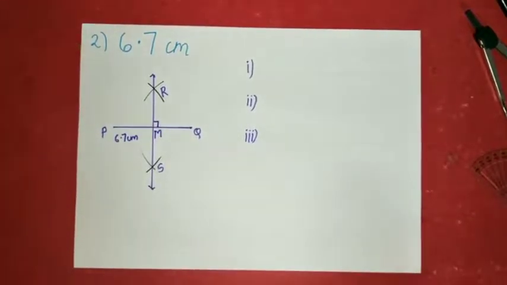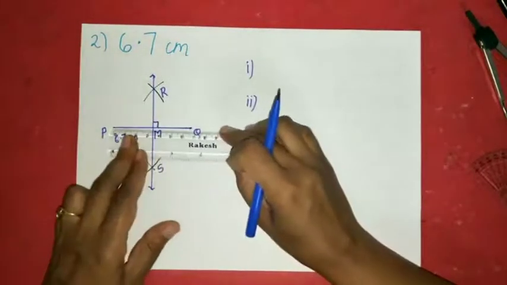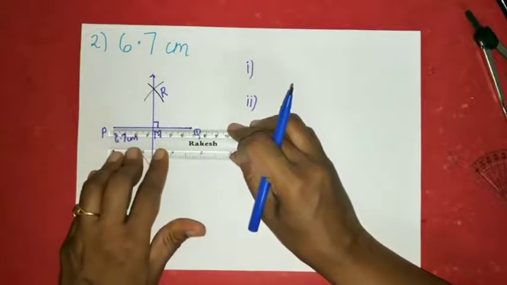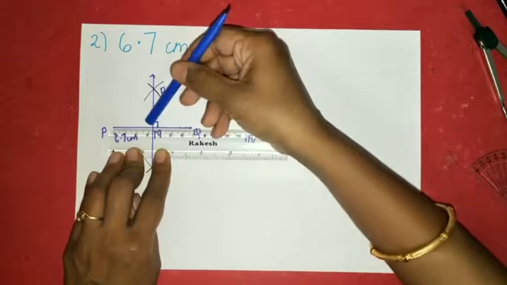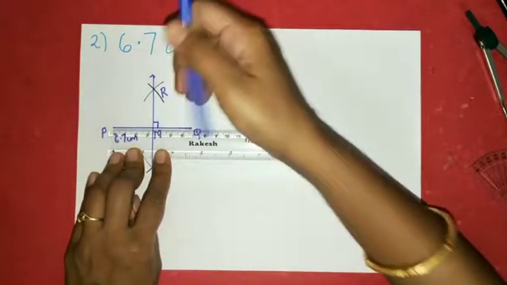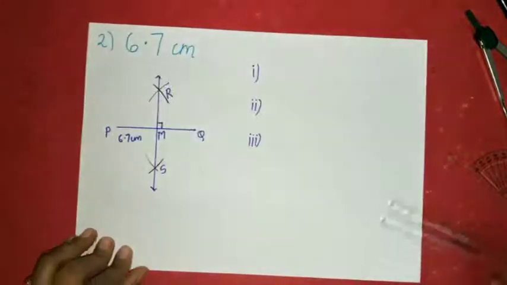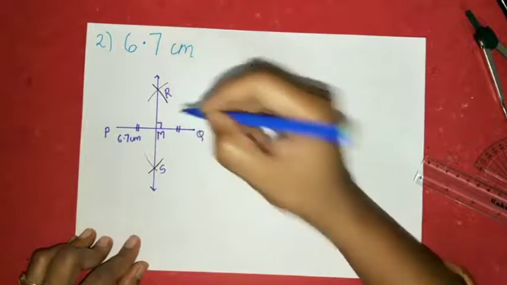Now we will verify whether PM and MQ are congruent or not. So again put the ruler. Half of 6.7 is 3.35. So now if you observe here, you will get PM is of 3.35 and MQ is also of 3.35. So we will put the symbol of congruency for PM and MQ.